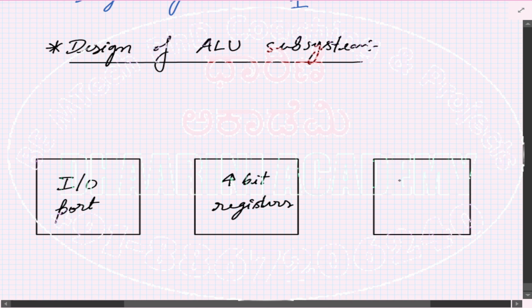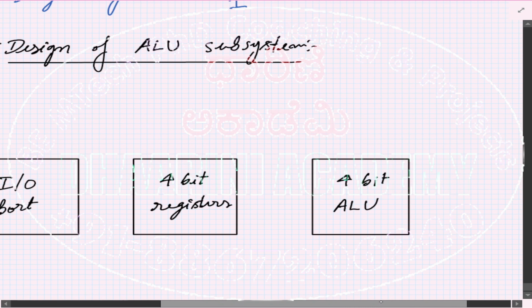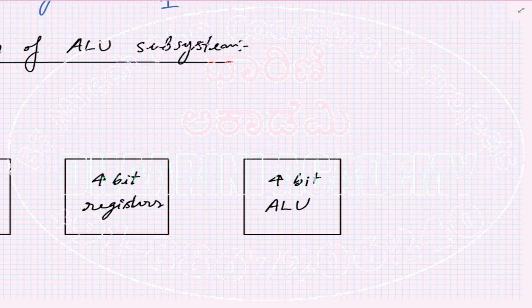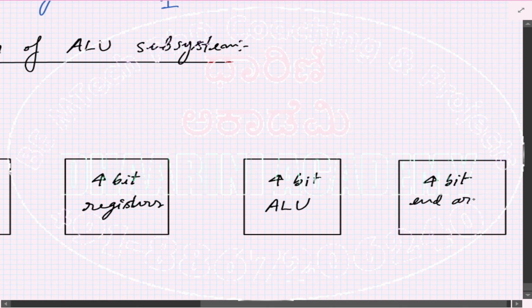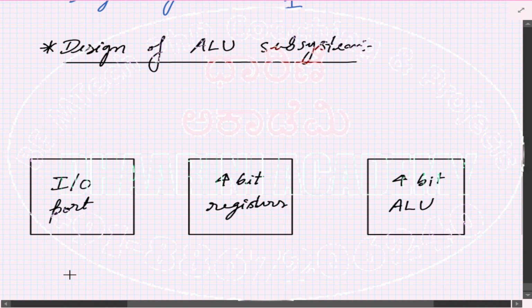Followed by you need a four-bit ALU. And at the end, we have this, which is also 4-bit, an end around shifter. Right. And now we look at the control signals that are supposed to be given.